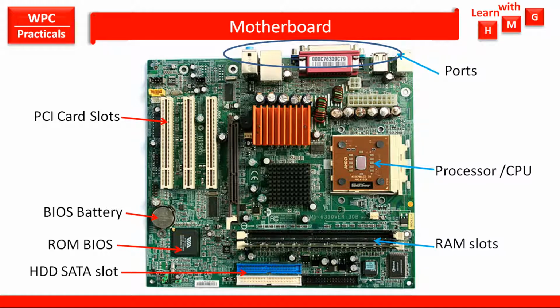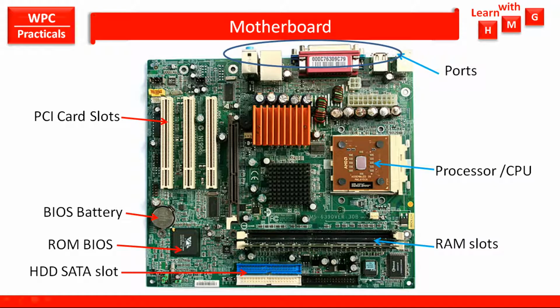So this is a sample motherboard, the image of an actual motherboard. Here the processor, called the CPU, central processing unit, is mounted. Then this is the area where the ports are: the serial port, parallel port, PS2 ports, VGA port, audio ports, USB ports, etc. Then there are these three white color slots. These are called PCI card slots, where add-on cards can be inserted.